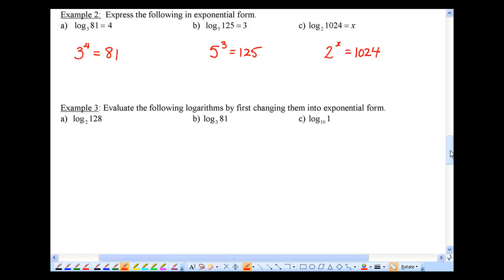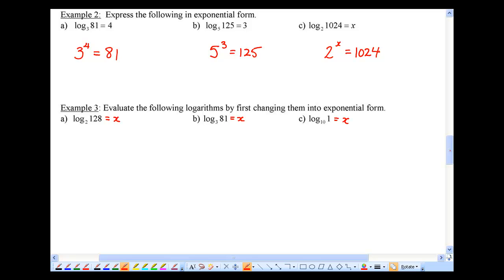Alright, well now I'm going to ask you to actually evaluate some of these logs. Remember, each one of these logs represents an exponent. So, my question to you for 3a is base 2 log of 128. What exponent is that equal to? Now, I gave you a hint. I said, evaluate these logs by changing them into exponential form. So I'm going to ask you to just write down x after all these, because you're going to solve this equation.